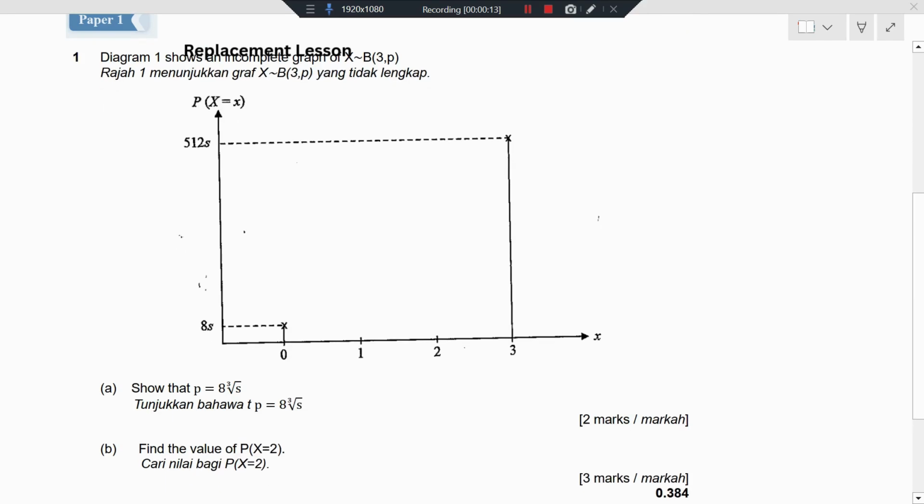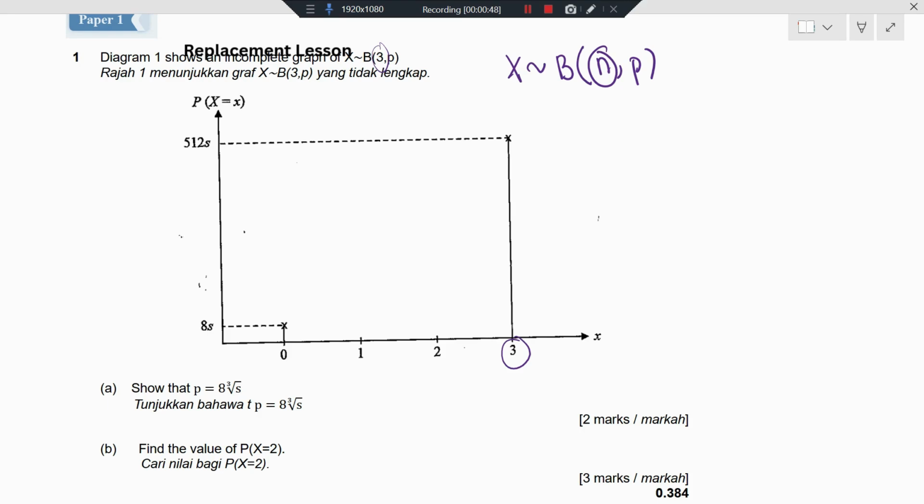Alright, question number 1. Diagram 1 shows an incomplete graph of x following a binomial distribution with 3 and p. So you must know what is the 3 and what is the p. x follows a binomial distribution with n and p. Your n is the total number of trials, so that is 3. And the probability of success we don't know, so it is represented as p.